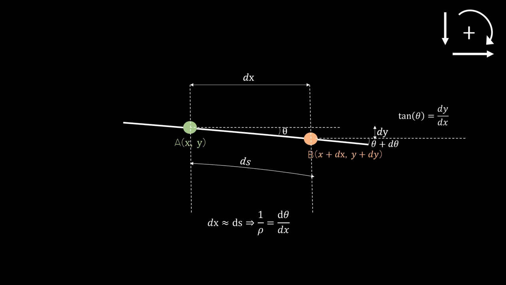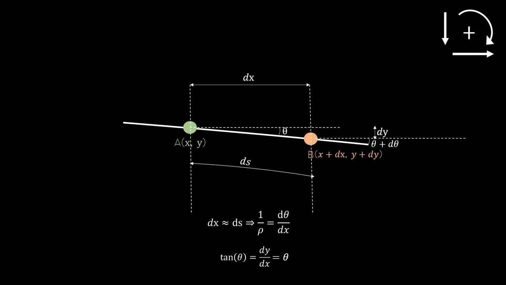Another thing that happens when theta is small, the slope of the curve dy over dx is equal to the angle theta in radians because tan theta is approximately equal to theta when theta is small. So dy over dx is equal to tan theta is equal to theta. Now we need to find a way to convert the angle to the deflection y.